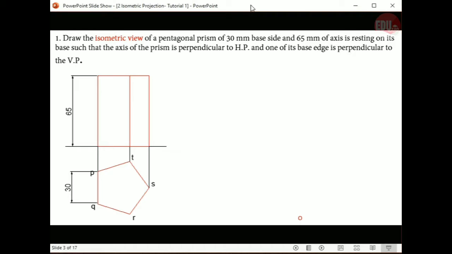So you have to draw the front view and top view like this, and I have named them PQRST, which represent the corners of one of the faces, that is the base. Okay, PQRST represents the base points.